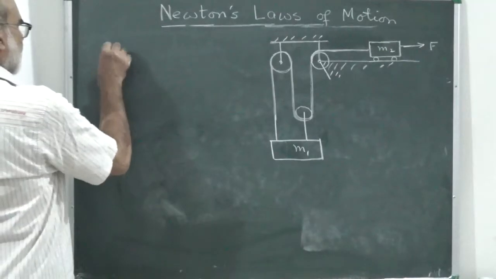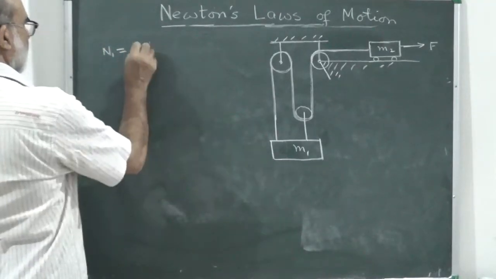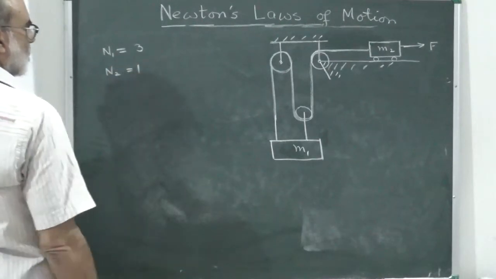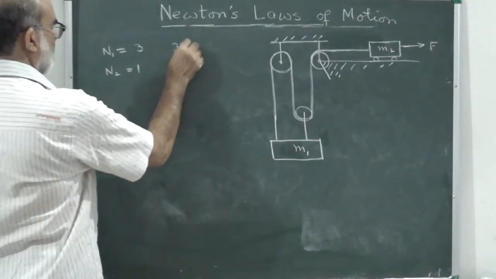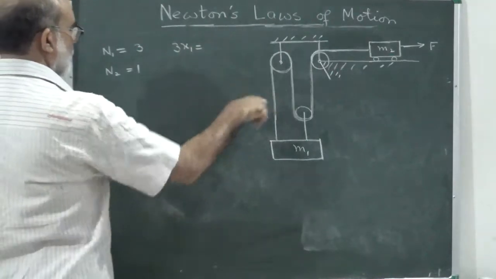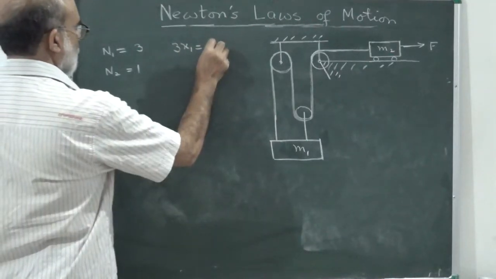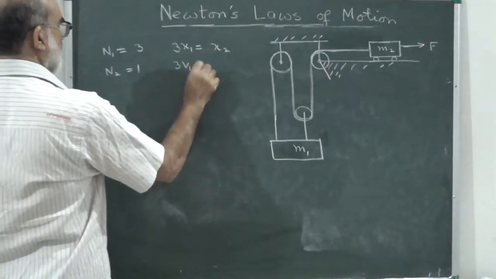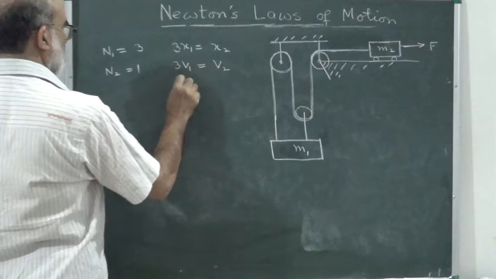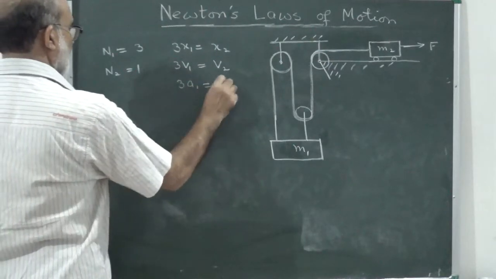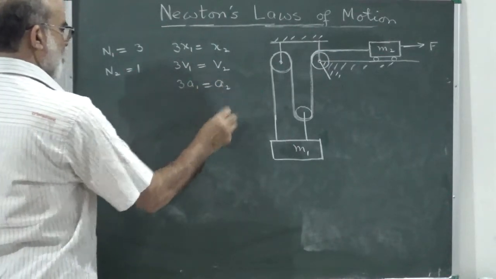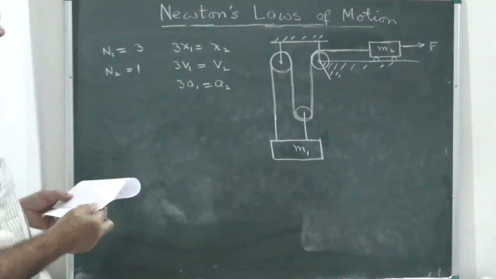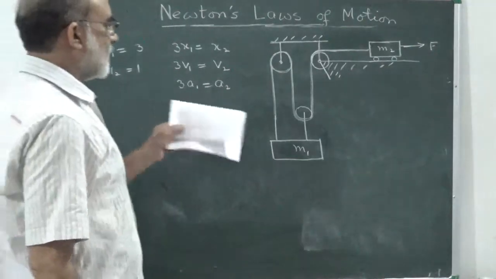So here N1, which connects the mass M1, is 3, and for M2 it is 1. So we simply write that 3 times x1 is equal to 1 times x2, or 3 times v1 is equal to v2, or 3 times a1 is equal to a2. Now, this is the relation between these accelerations.